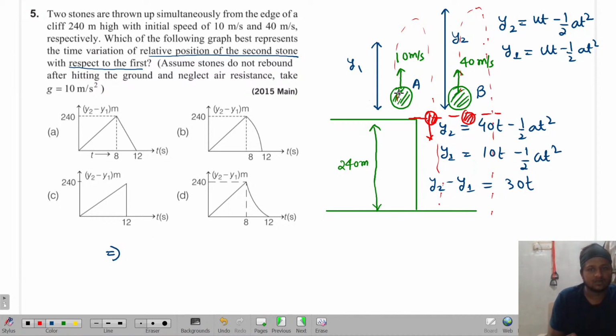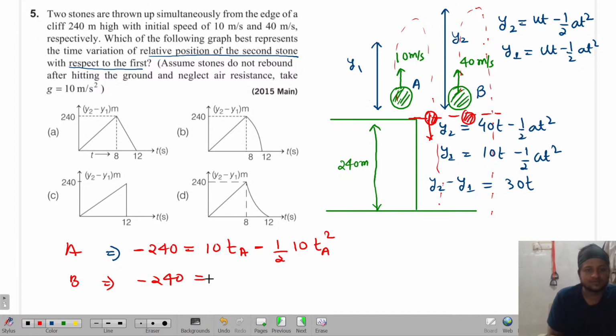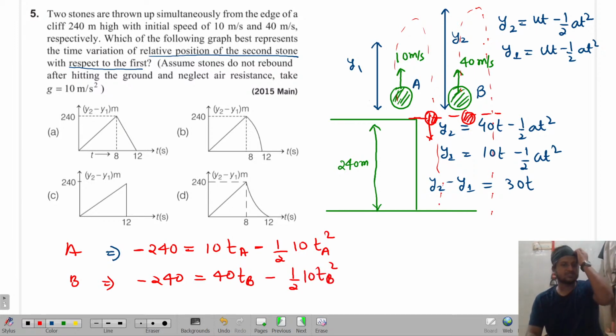So I am writing the equation. So for ball A, displacement is in downward path, so minus of 240. I'm writing for ball A. It is equal to what? Initial velocity is 10 meter per second. So 10 t of A minus, since acceleration is negative, minus half of 10 into t of A square. Got it or not? Yes or no? Similarly, for ball B, the equation will be what? Minus of 240 is going to be equal to 40 t of B minus half of 10 into t of B square. Understood or not? Are you guys able to understand this or not? So when you solve this quadratic equation, you will get tA is equal to 8 seconds.